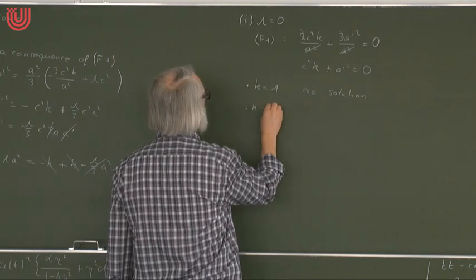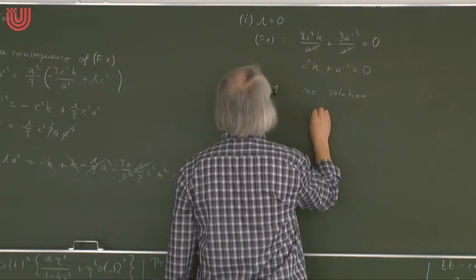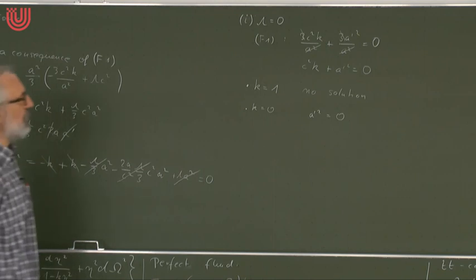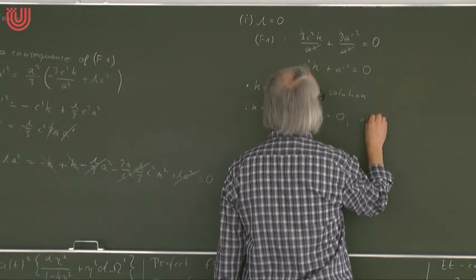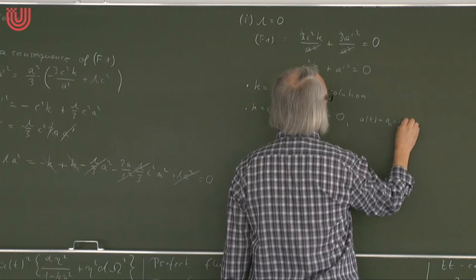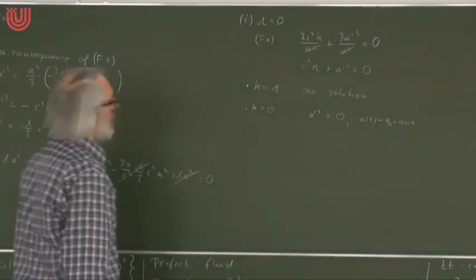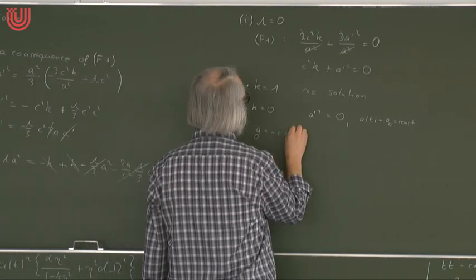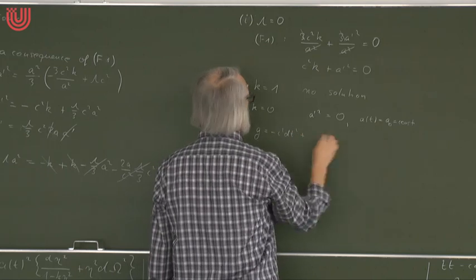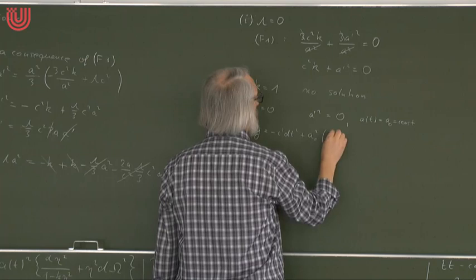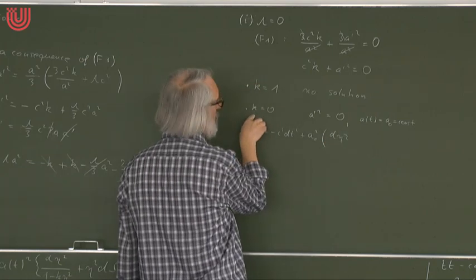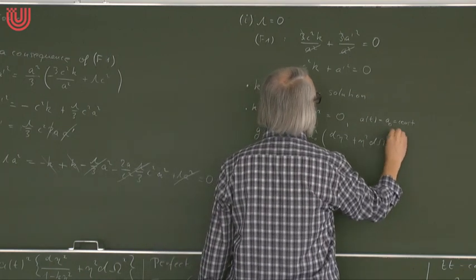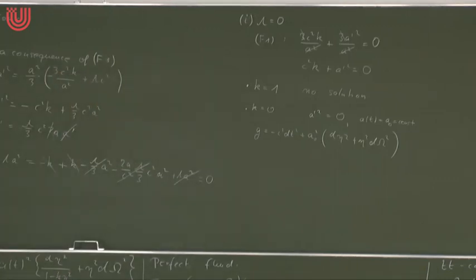And let's say k equals 0. K equals 0 gives a prime squared equals 0. This means a is a constant, right? If the derivative is 0, this means that a is a constant. So a of t is a constant. Let's call it a naught. And what is the metric then? Let's insert this into the metric. The metric was minus c squared dt squared, and then comes the a of t squared, which in this case is just a constant. And then I have d eta squared. In this case, k is equal to 0, so there's no denominator. It's 1 minus 0 plus eta squared, d omega squared. Do you know this metric?